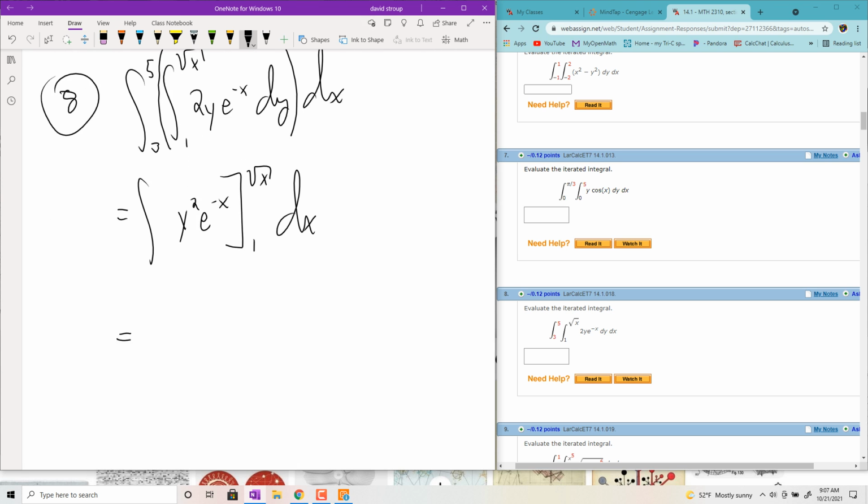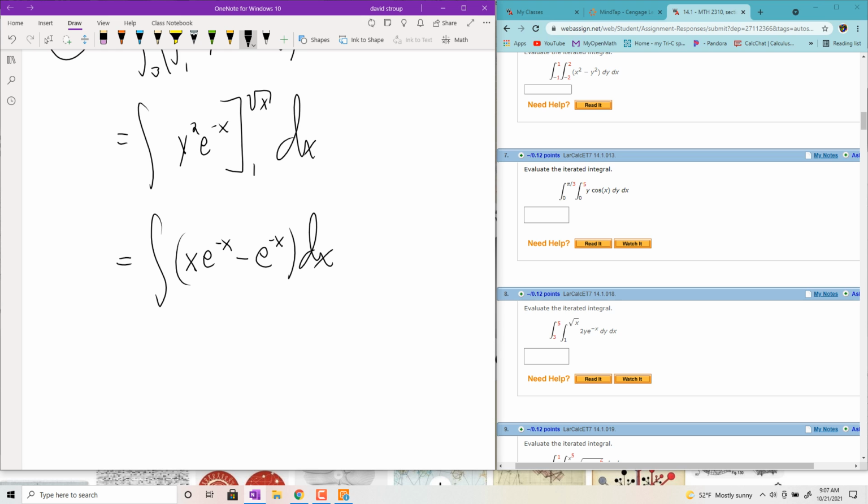So plug in square root x wherever you see a y. Square root x squared is going to be an x e to the negative x. And then minus, plug in 1, so just e to the negative x dx. Sadly, it looks like we have a by parts right here, so I have to integrate that by parts. Let me do a mini integral over here. u is x, so algebraic before exponential. v is negative e to the negative x. du is just dx.